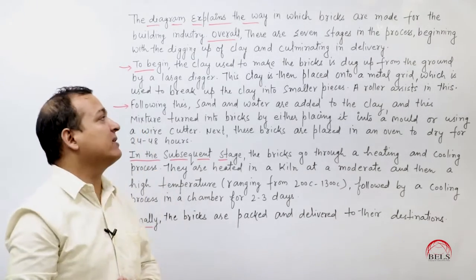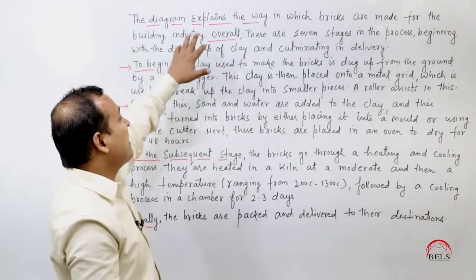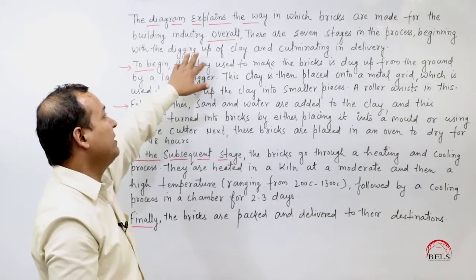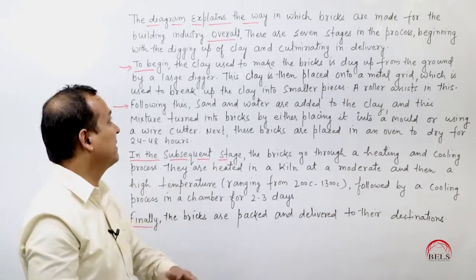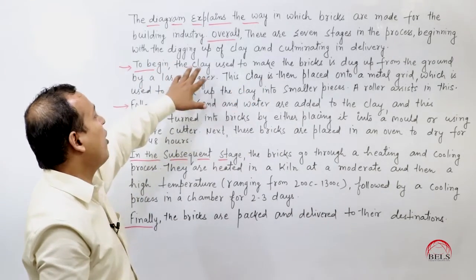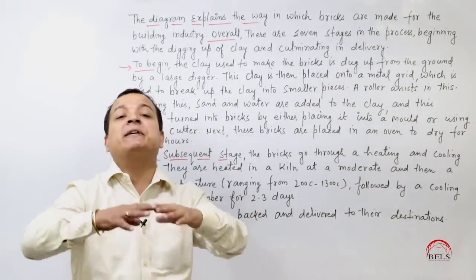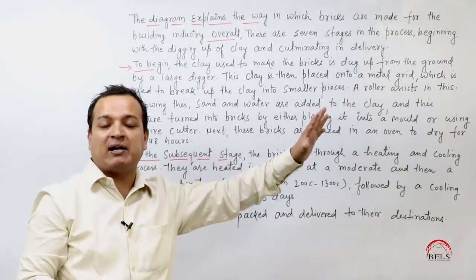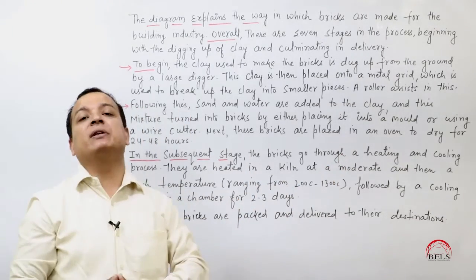So, I have mentioned the answer to this question here. The first introduction, we can start like this: The diagram explains the way in which bricks are made for the building industry. This is what you have explained, you have basically paraphrased the question. Overall, there are 7 stages in the process, beginning with the digging up of the clay and culminating in the delivery. So what is happening in the diagram, you have explained the major part of that, starting from the digging up of the clay and finally culminating in the delivery.